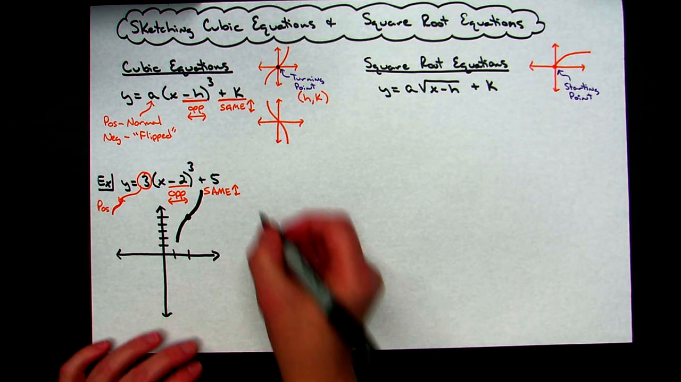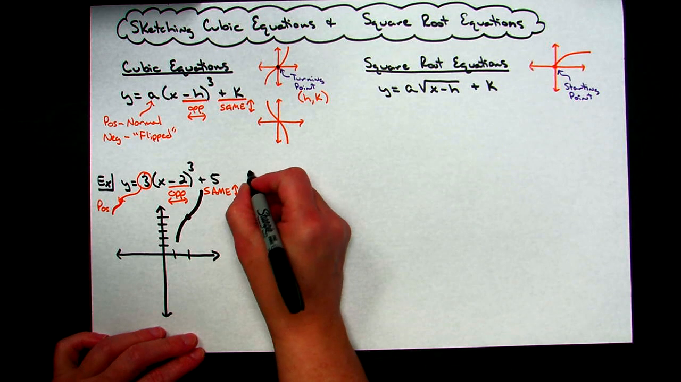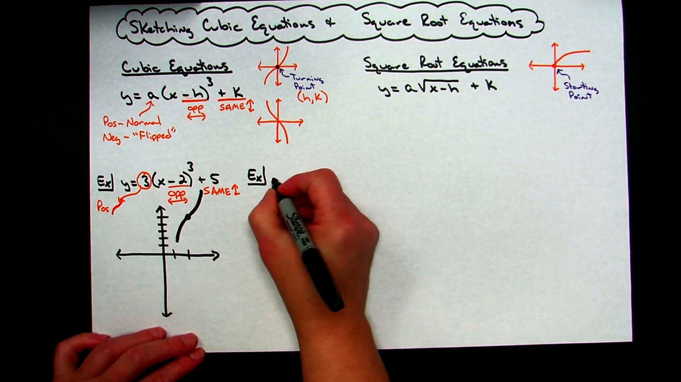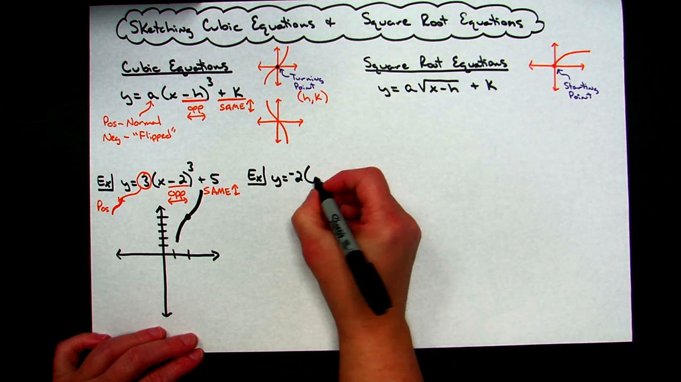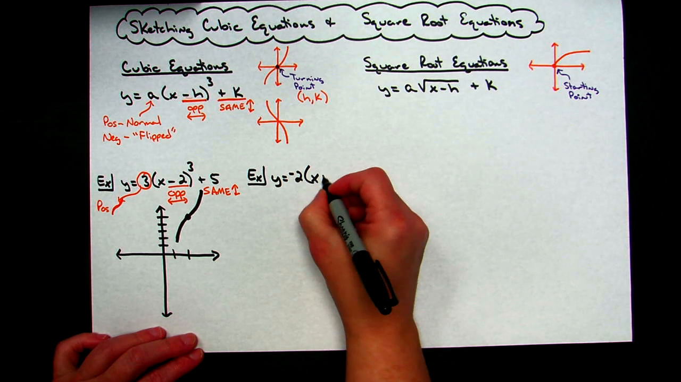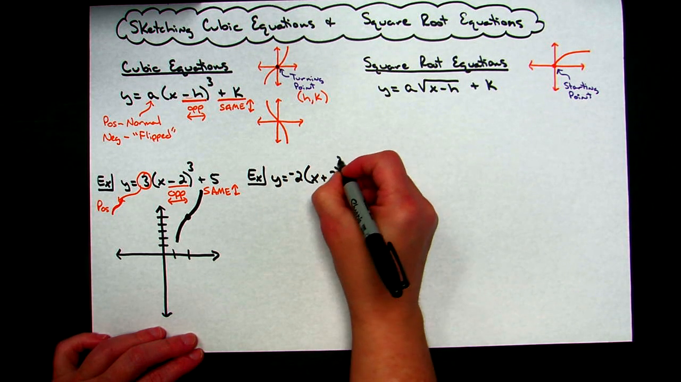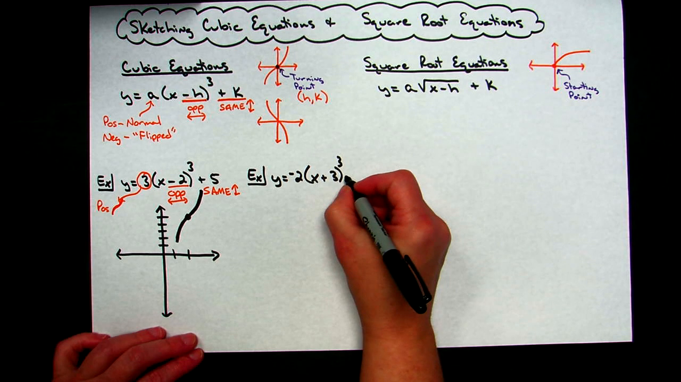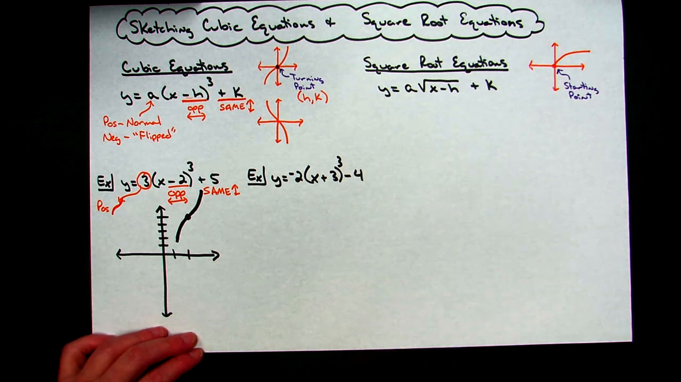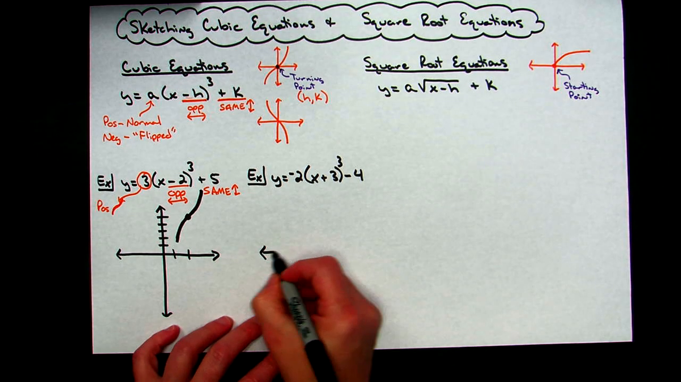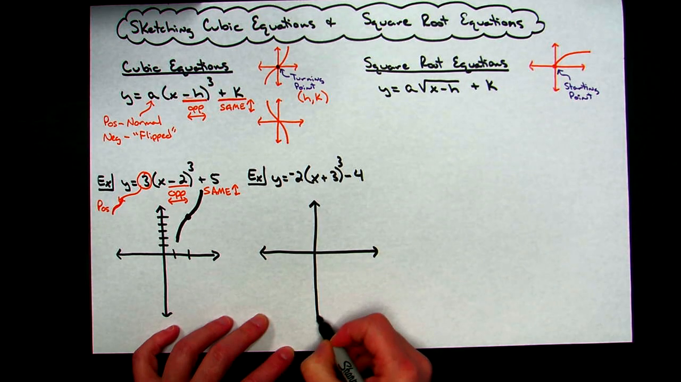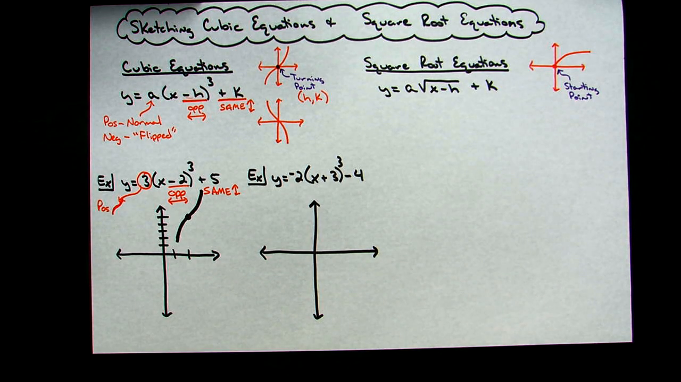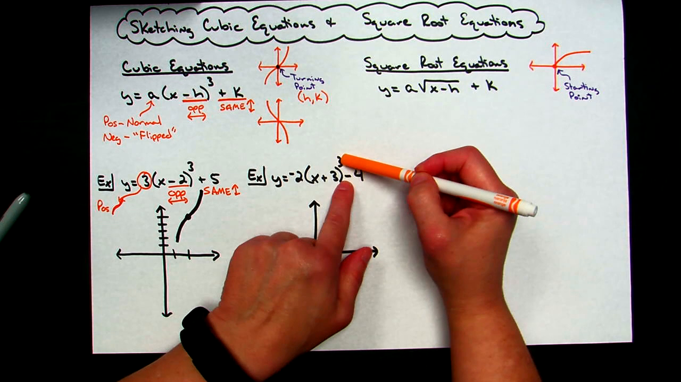Now let's squeeze in another one here. Let's suppose I've got y equals -2 parentheses x plus 3 to the third minus 4. Again, I'm just going to do a rough sketch. I'm going to shift this and then see what it looks like from my shifting. The x to the third here tells me it is a cubic equation.